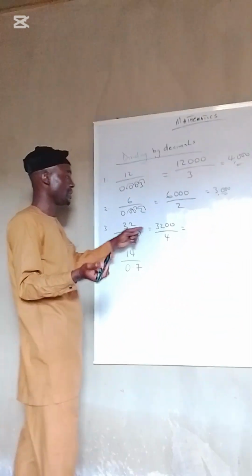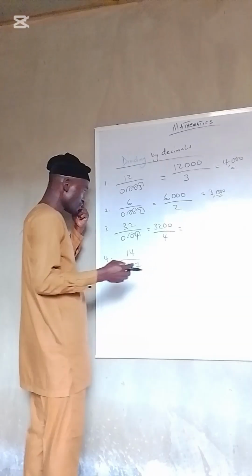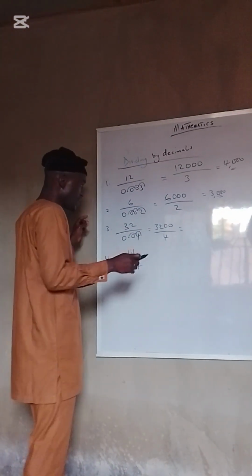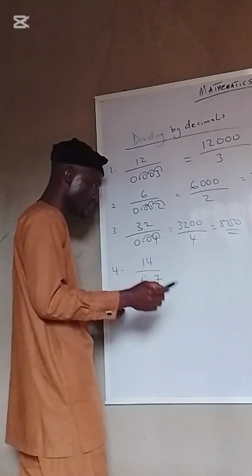So that will be 3,200 divided by 4. That should give us, 4 times 8, that's 800. That should give us 800.